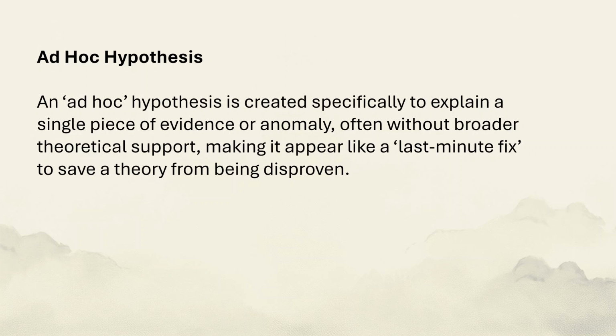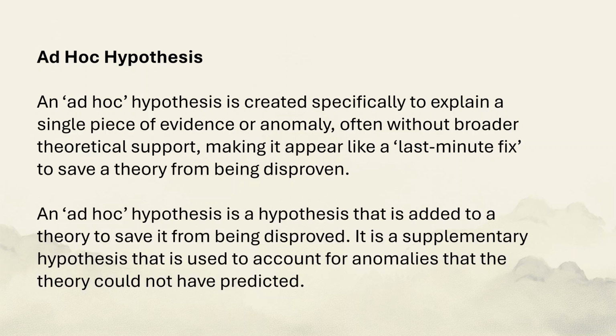That's my point. There is a second definition, again, has to be similar, but let's read it. An ad hoc hypothesis is a hypothesis that is added to a theory to save it from being disproved. It is a supplementary hypothesis, so is auxiliary, by the way. It is therefore very critical to understand both, and then also understand why one is to be considered auxiliary whereas the other one has to be considered ad hoc. And I'm going to help you with some clues and some tips. It is a supplementary hypothesis, nothing wrong with that. So is auxiliary hypothesis, that it is used to account for anomalies that the theory could not have predicted.